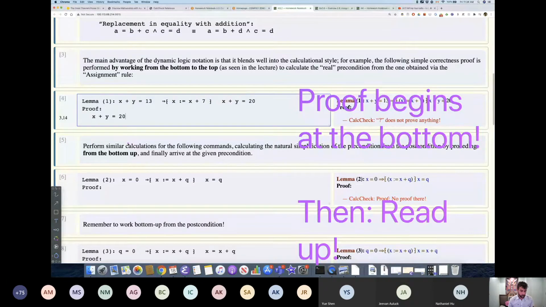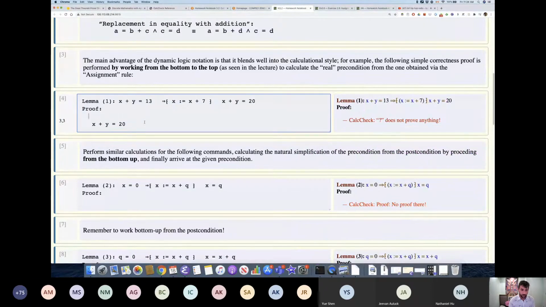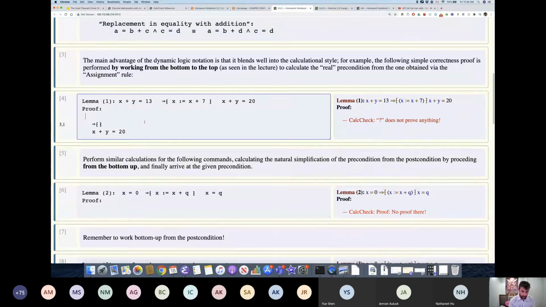Apparently I can't just leave these words here. That's quite unfortunate. But anyhow, let's get back to the problem at hand. We start at the very bottom, and we just want to show that this implication follows using a program. The program we have in mind is x becomes x plus 7.